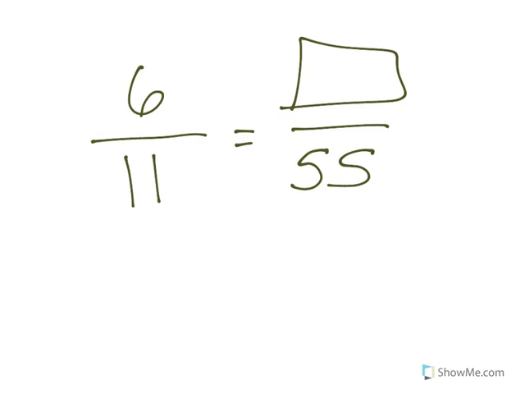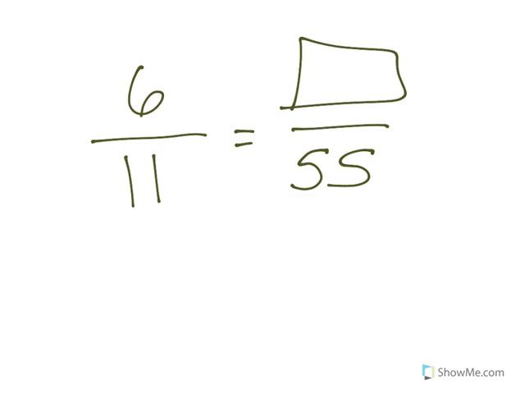Okay, so same idea here. We have the ratio of 6 over 11, and we want to rewrite that with a denominator of 55. Now, the reason this is important is because when you add and subtract fractions, you have to have the same denominator. And so we're going to have to create equivalent fractions in order to be able to add and subtract fractions as we move through.